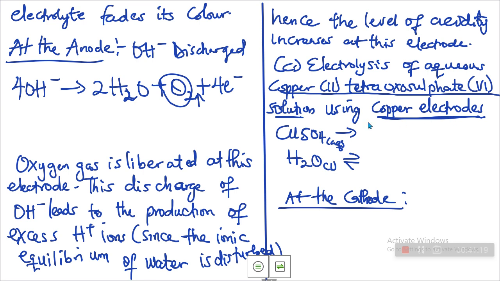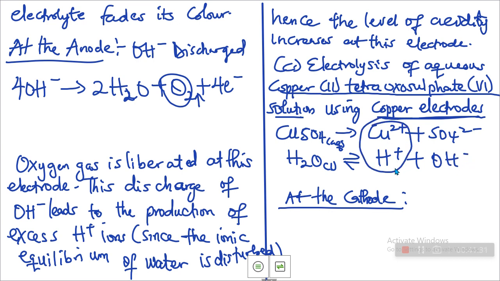Now if you look at the things we have done, don't forget that we will always have Cu2+ and SO4 2-, and we also have H+ and OH-. So normally this is the anode, this will go to the cathode. This will also go to the anode.